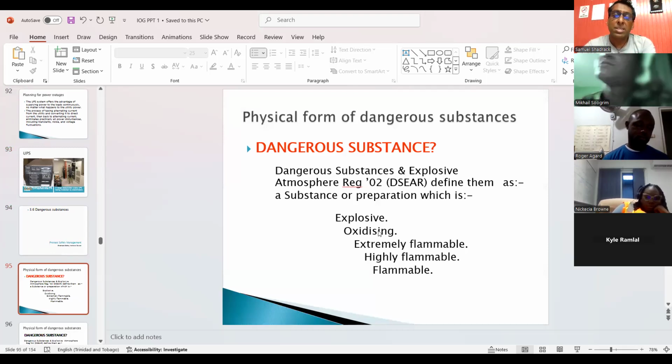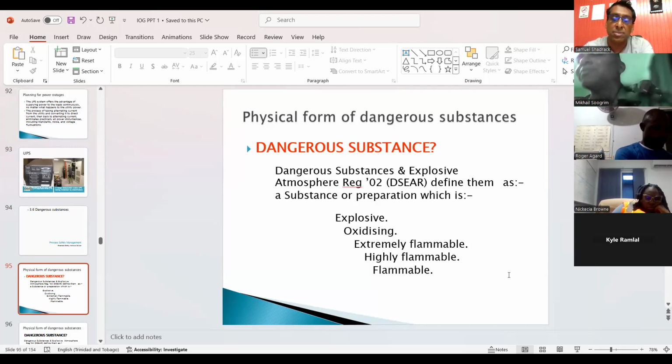All right, dangerous substances. You have a law for this. One of the laws is the Dangerous Substances and Explosive Atmospheres Regulations 2002. It defines what is an explosive substance, what is an oxidizing substance, what is extremely flammable, what is highly flammable, what is flammable.